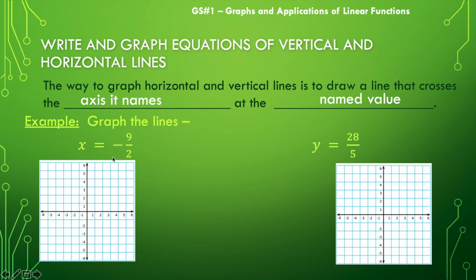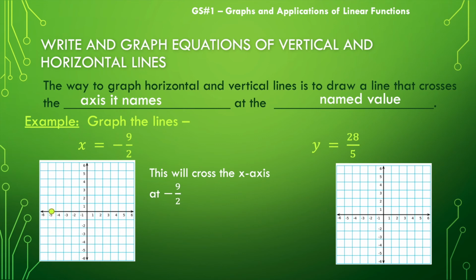If it's going to cross the x-axis, it's a vertical line. And then it's going to cross at the point -9/2. Now, where is -9/2? Well, you need to think about what -9/2 really is. You can think of it as -9 divided by 2. And 2 will divide into 9 4 times with 1 left over. So this is really -4.5 or -4 1/2. So this will cross the x-axis at -9/2.